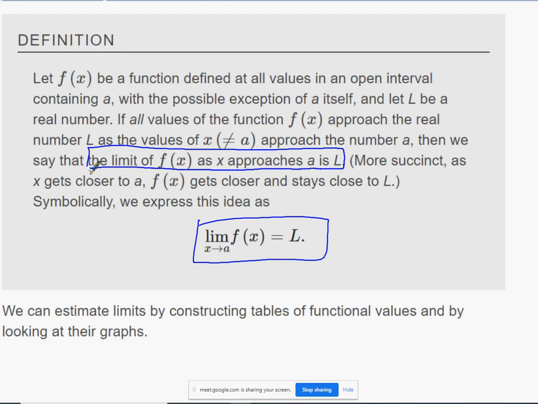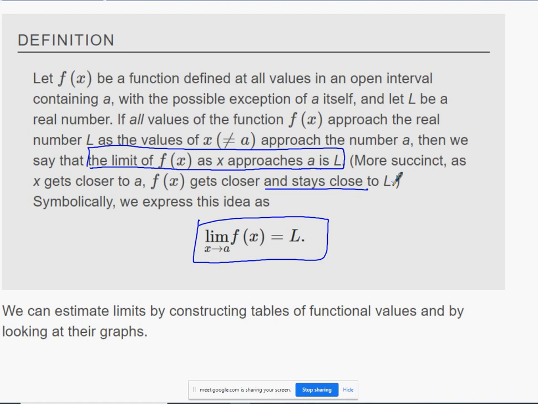What's that mean? Well, another way of thinking about that would be to say something like, as x gets closer to a, f of x has to get closer and stay closer to L. Okay? So a limit is only going to apply to functions where that is true. We're going to end up today, hopefully, talking about some cases where limits don't work. They don't work when that logic doesn't apply.